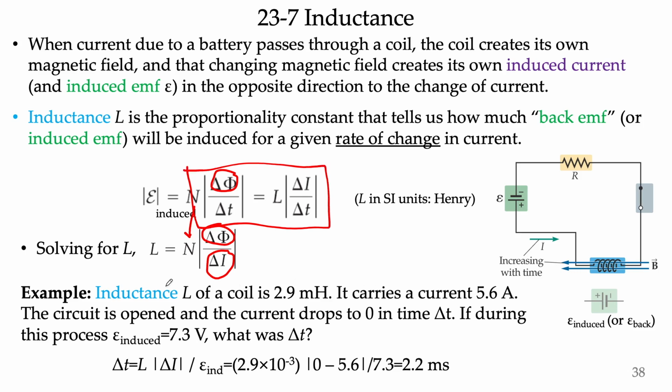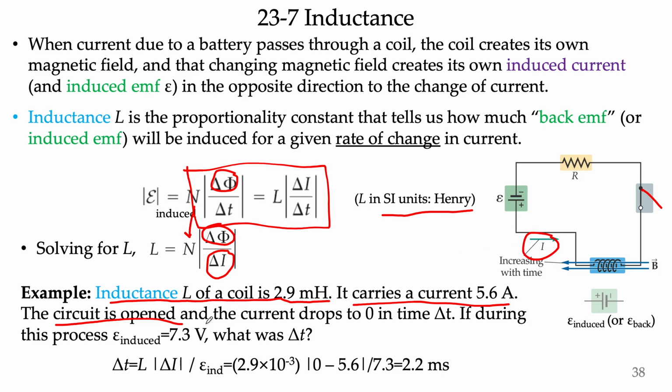Okay, let me give you an example. So let's say the inductance L of a coil is 2.9 millihenry. By the way, the SI unit of inductance is Henry. So here in the circuit, L, the inductance of the coil, is 2.9 millihenry. It carries a current of 5.6 amperes. So the circuit is opened. That means it was closed, and now you open the circuit. What happens? This current falls down, right?